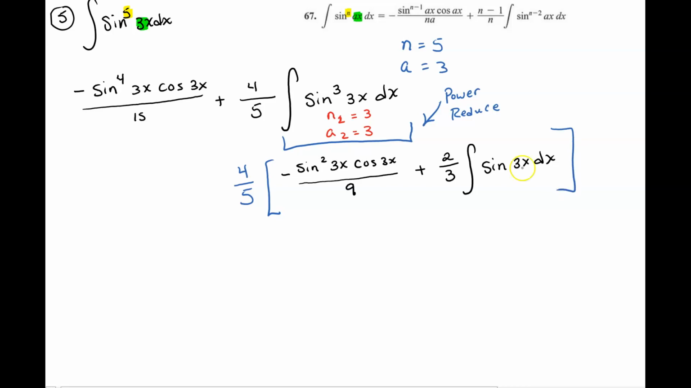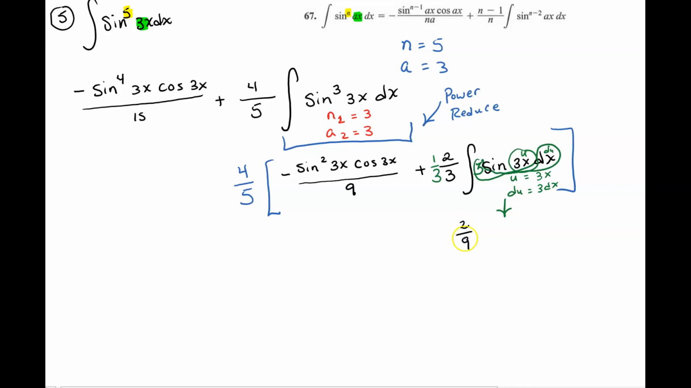This last one is not a power reducing integral that we need to use, but it is a basic u substitution. We're going to say that u equals 3x, so this right here is u, and then du is going to be 3 dx. So we're going to need a 3 here, and then we're going to need a 1/3 to compensate for putting in that 3. This 3 dx represents du, and now we just integrate this. So 1/3 times 2/3 is 2/9.